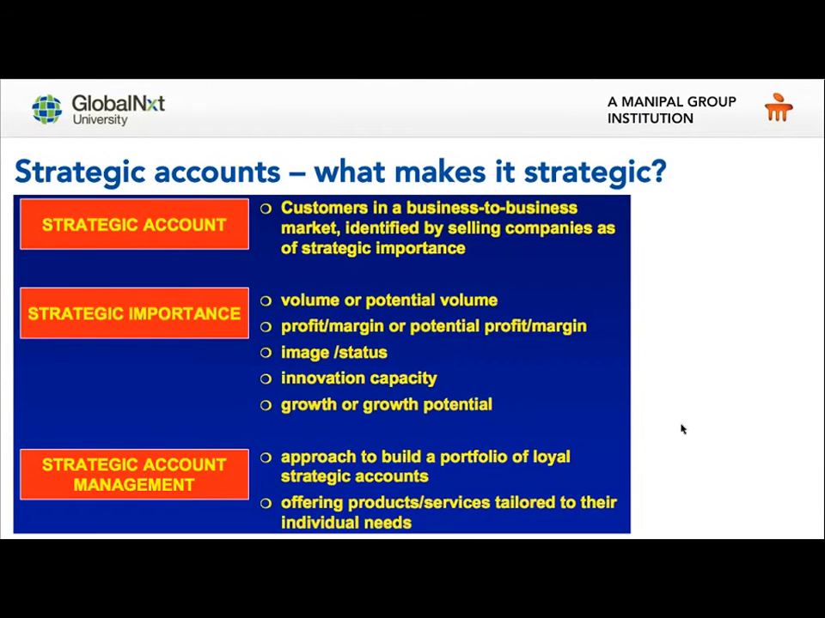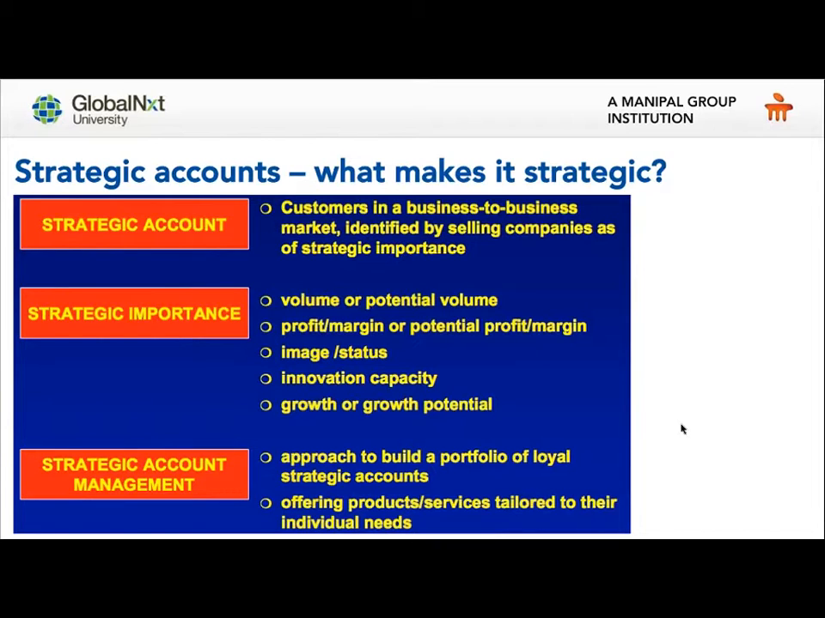So what makes an account strategic in nature? I've already talked about the fact that it's a high profit or high profit potential. That's one of the important criteria. But there are other criteria as well that might be important. For example, image and status. If you have a very well-known client on your books, as a reference point, then that might serve as a lever to attract more clients. If you're working with, say, the biggest IT company in the world, or the biggest bank in the world, or the biggest pharmaceutical company in the world, if you have a reference point, that might help your image and status.